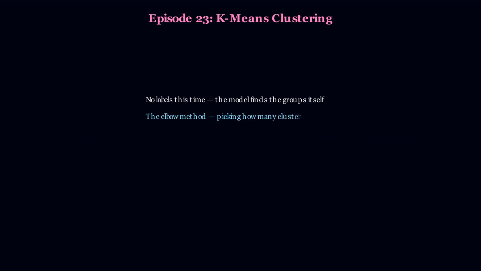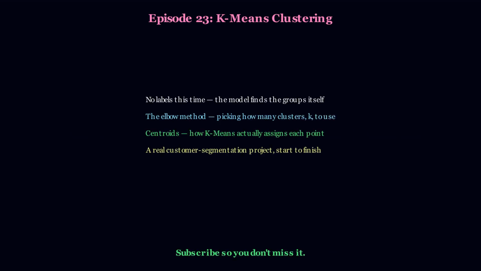Episode 23, K-means clustering explained. No labels this time, the model finds the groups on its own. The elbow method, picking how many clusters K to use. A real customer segmentation project, start to finish.